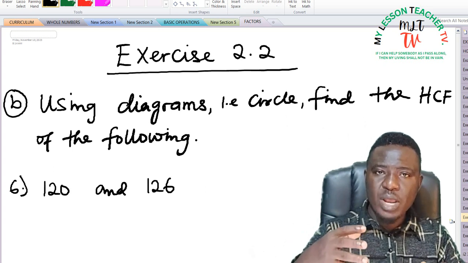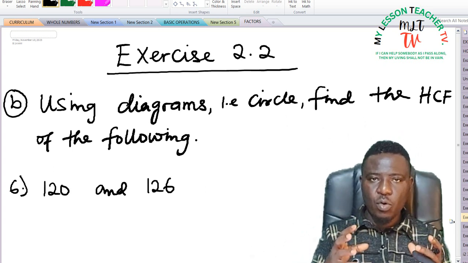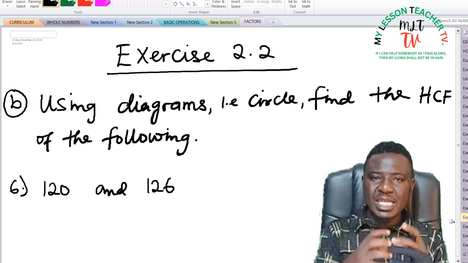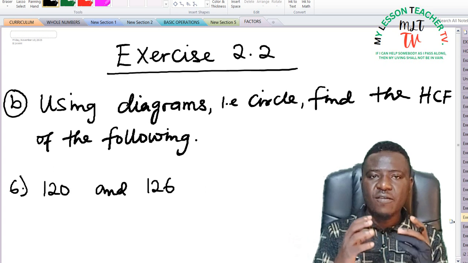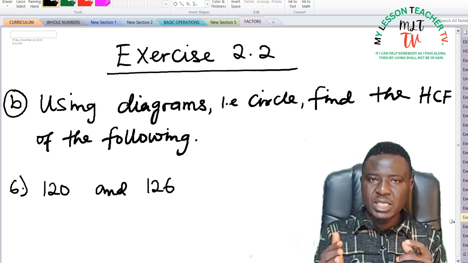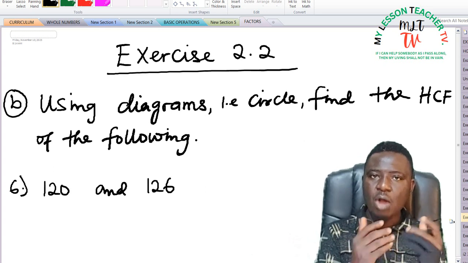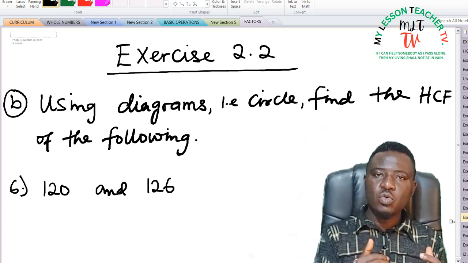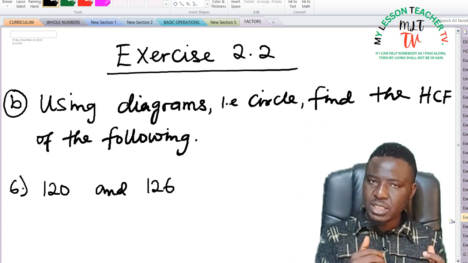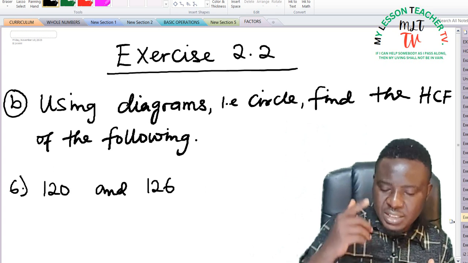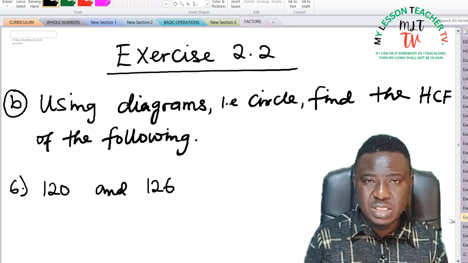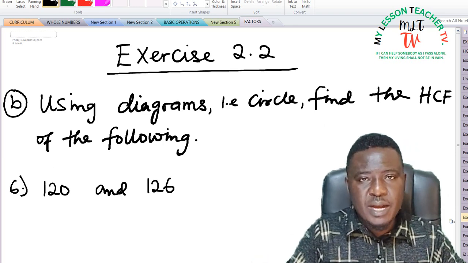Thereafter, we put them in two circles, one for 120 and one for 126, with an intersection where we have the factors that are common to both 120 and 126. Now, how do we determine the HCF at that point? The product of all the numbers in the point of intersection gives you the HCF of 120 and 126. So let's first express 120 and 126 as a product of their prime numbers.